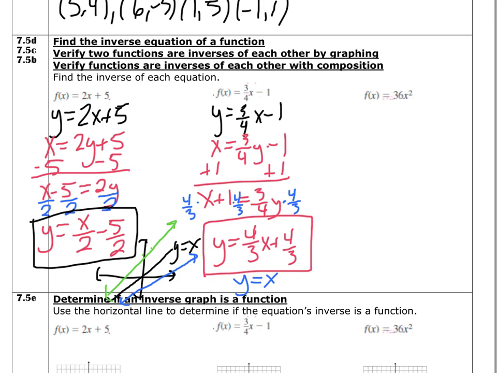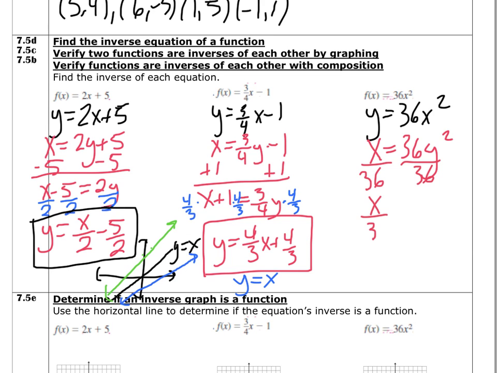The last one here, let's finish this up. Let's make this y equals 36x squared. Let's flip the x and the y and switch them around. Now to solve for this y, I have to get rid of the 36 and the squared. This is connected, so let's get rid of the 36 first by dividing by 36. So that leaves with the x divided by 36 equals y squared.